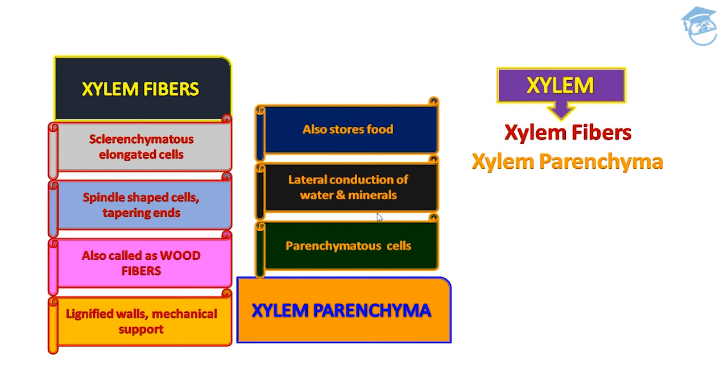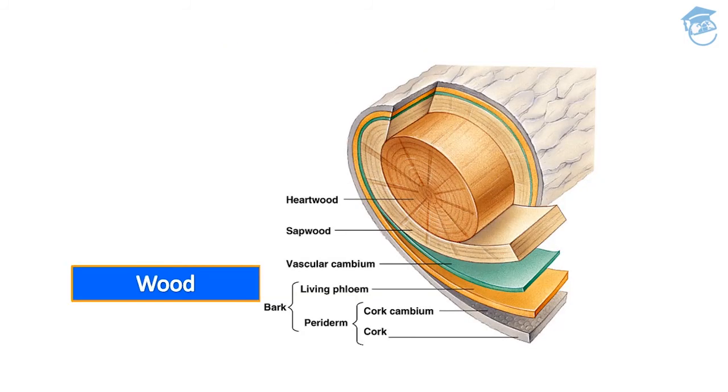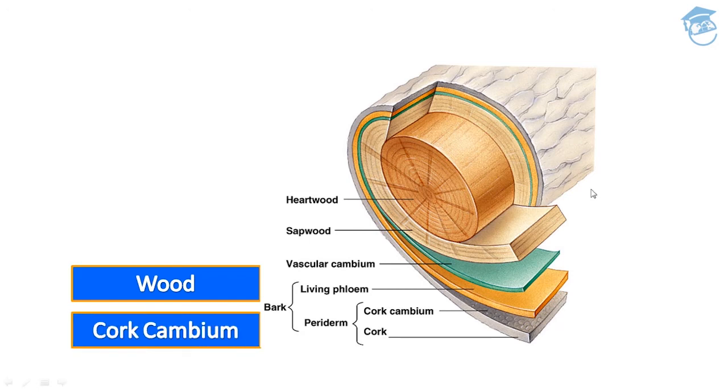It also stores food. Now, do you know about the wood and cork cambium, students? See, this is heartwood and this is sapwood. This is vascular cambium and this is living phloem. Living phloem and periderm together make bark. Periderm consists of cork cambium and cork. So this is cork cambium and this is cork. Together cork cambium and cork give rise to periderm, whereas living phloem together with periderm forms the bark of a tree.